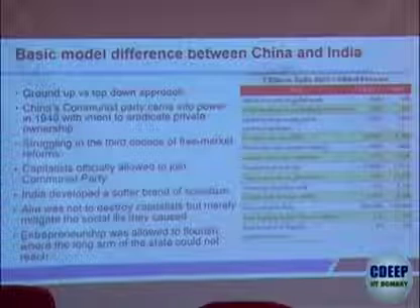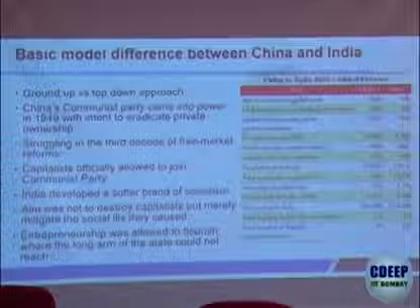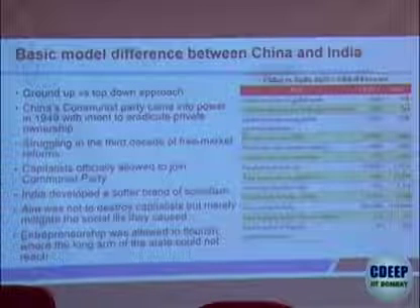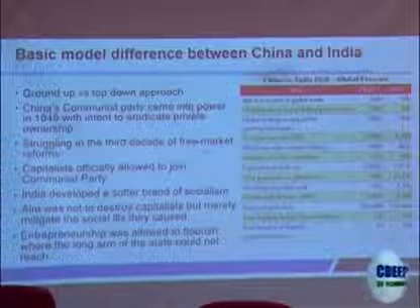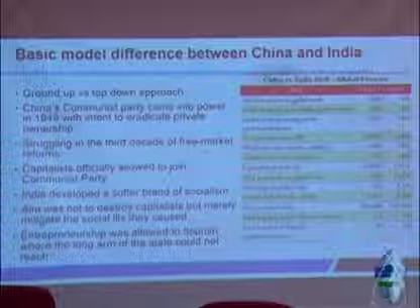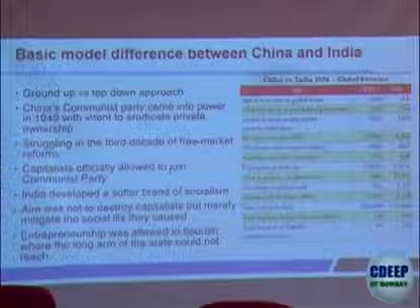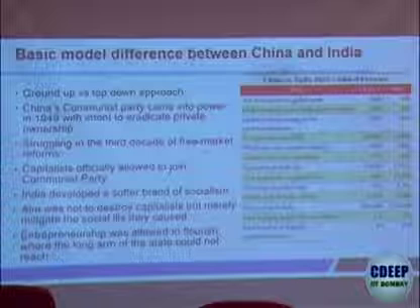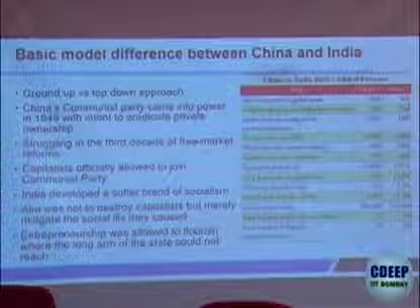On the other hand, what has India done? India has not completely gone to the communist side, but has developed a softer brand of socialism. The aim was not to demoralize the entrepreneurs or remove capitalism as such, but to look at the long-term benefits and focus on them, removing all the disadvantages of capitalism as such.